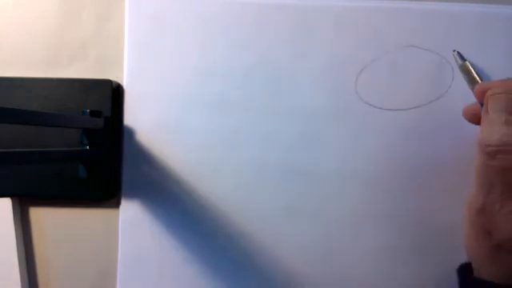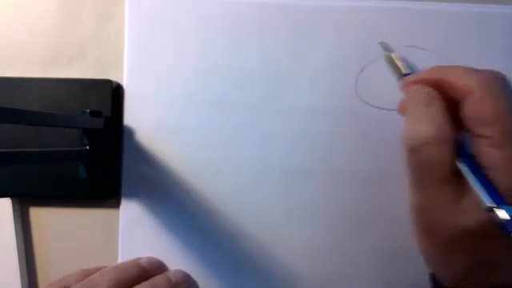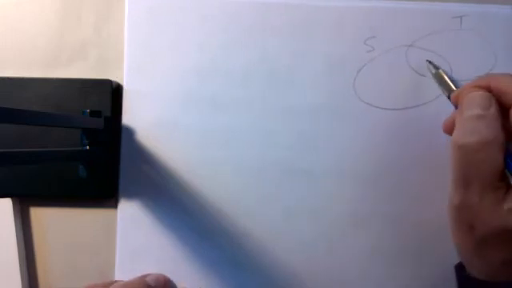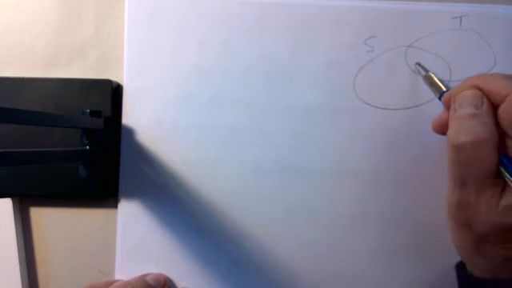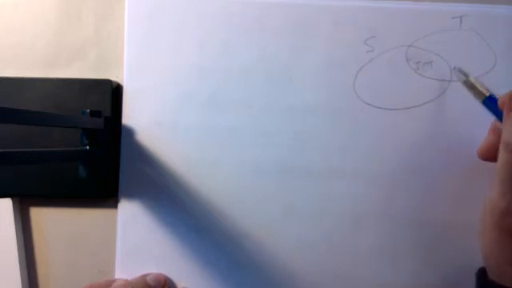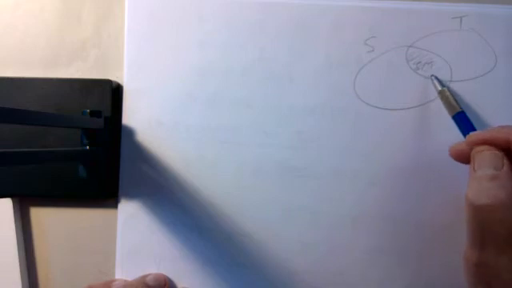Let's go back to looking at our picture. Here we have a set S. Here we have a set T. The intersection is this. This is everything that's in S and T.